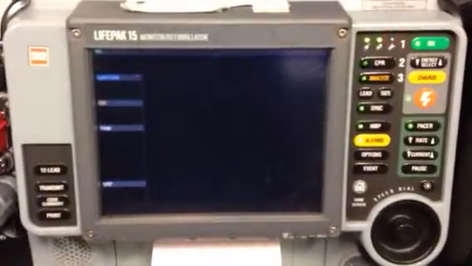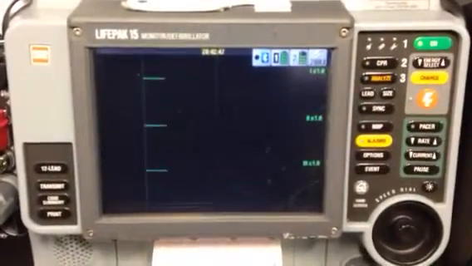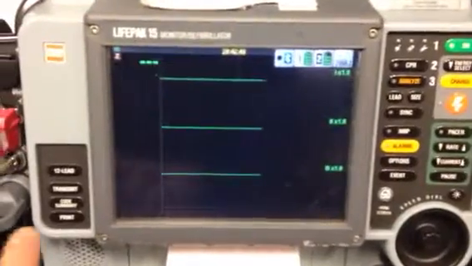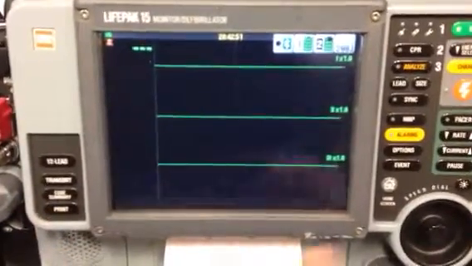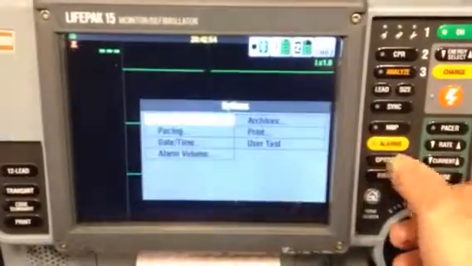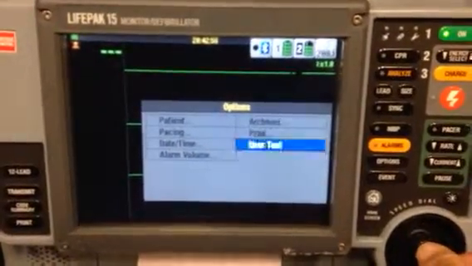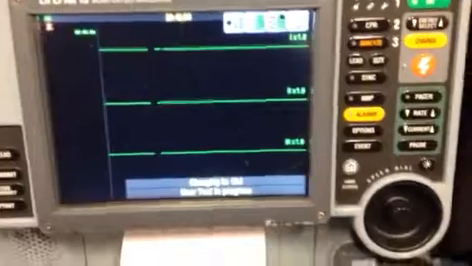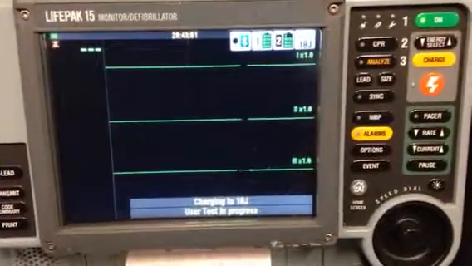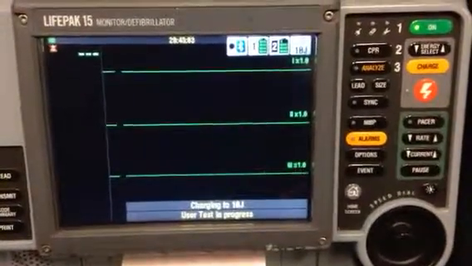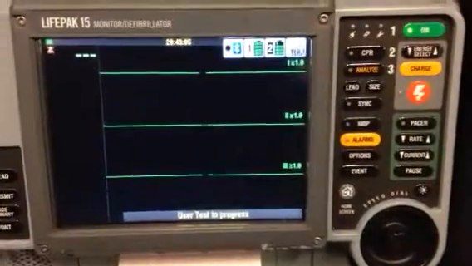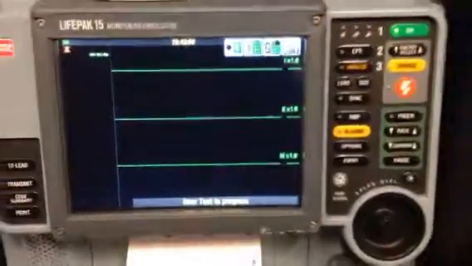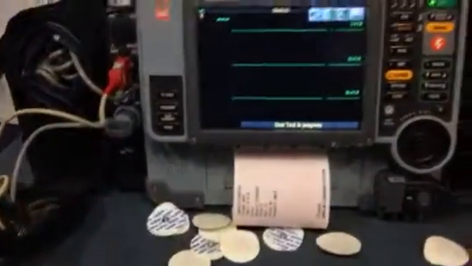We'll initiate the monitor by turning it on. We'll wait for it to self-test. And in the mornings on startup, we'll begin by doing our daily check options. User test. As the Life-Pak 15 goes through its daily user test, you'll also note the condition of the equipment for every test.